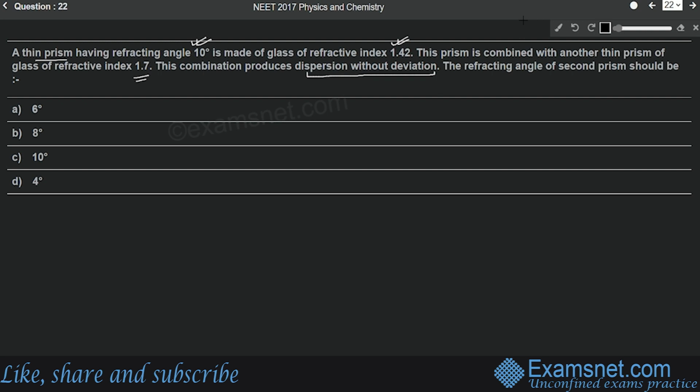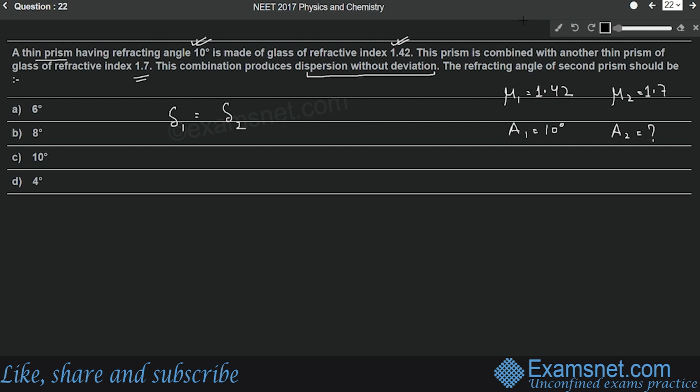So let's note down what is given here. The refractive index of the first prism is given as 1.42, so mu1 is equal to 1.42. And the refractive index of the second prism, that is mu2, is given as 1.7. Now, the refracting angle of the first prism, that means A1, is given as 10 degree. And we have to find the refracting angle of the second prism, that means A2 is to be determined here. Now, the most important line here is that the combination produces dispersion without deviation. That means delta1 will be equal to delta2.